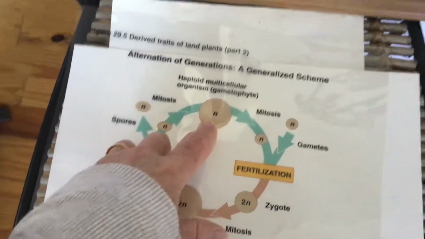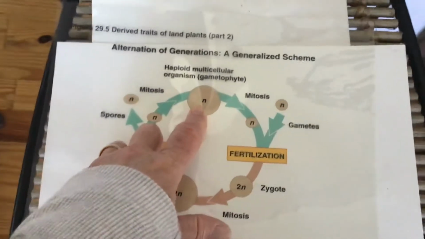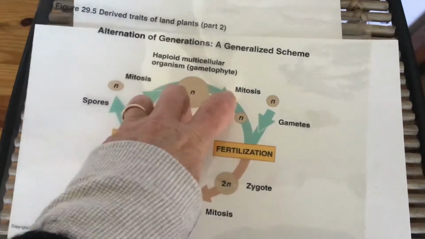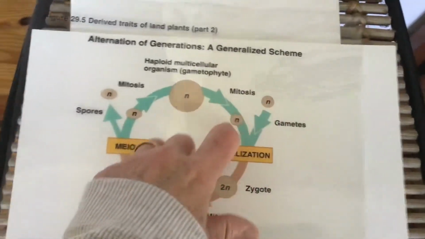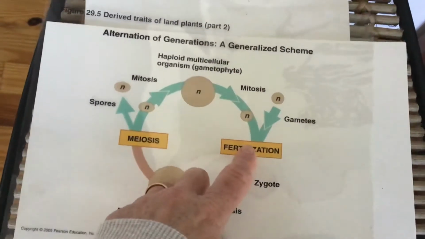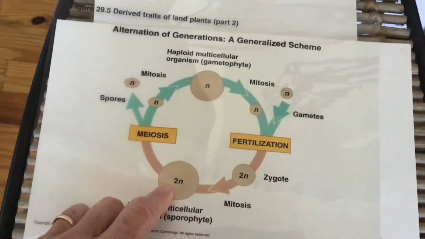Now, this is a multicellular structure that will then have some cells that are going to produce the egg and sperm. So these would be the egg and sperm over here. And they are going to get together through fertilization, make a zygote that grows into a multicellular structure.